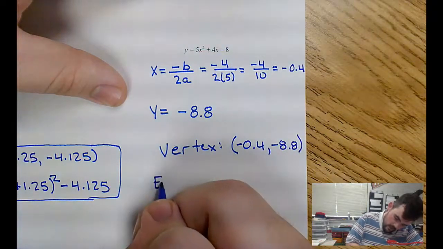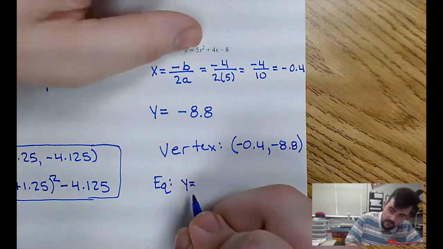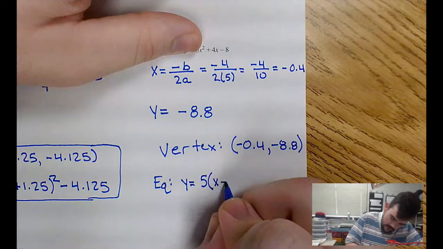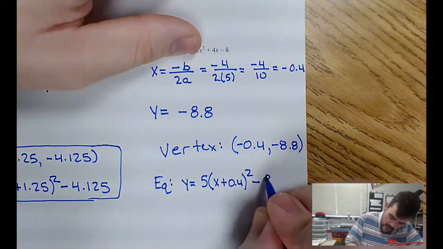So my equation is y equals 5 parentheses x plus 0.4 squared minus 8.8.